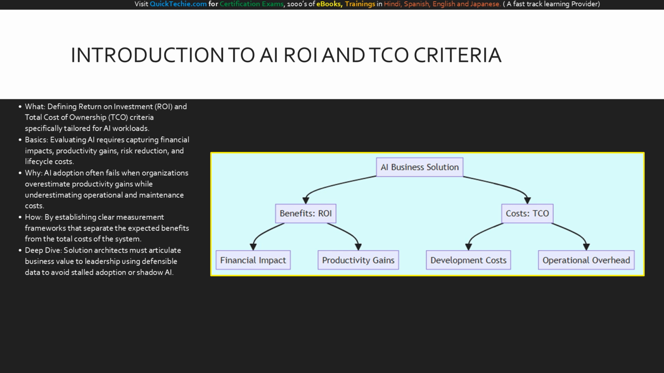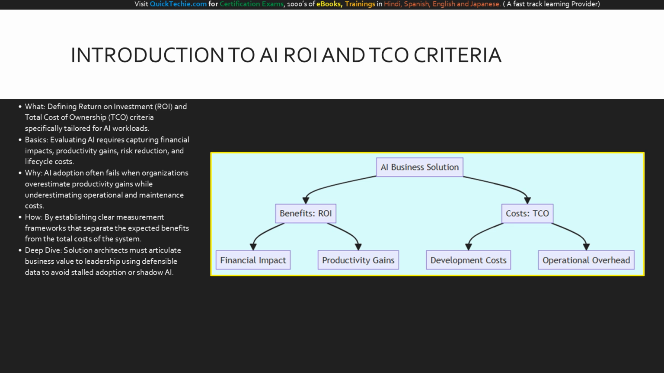The basics of this evaluation require a holistic view of the AI lifecycle. Why is this so critical? Industry data shows that AI adoption frequently fails because organizations overestimate the immediate productivity gains while severely underestimating the operational and maintenance costs required to keep the AI running. How do we solve this? By implementing clear measurement frameworks from day one.